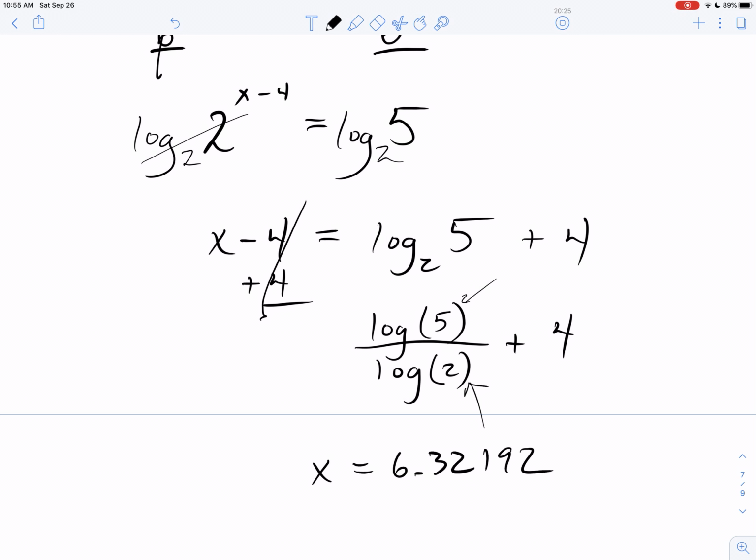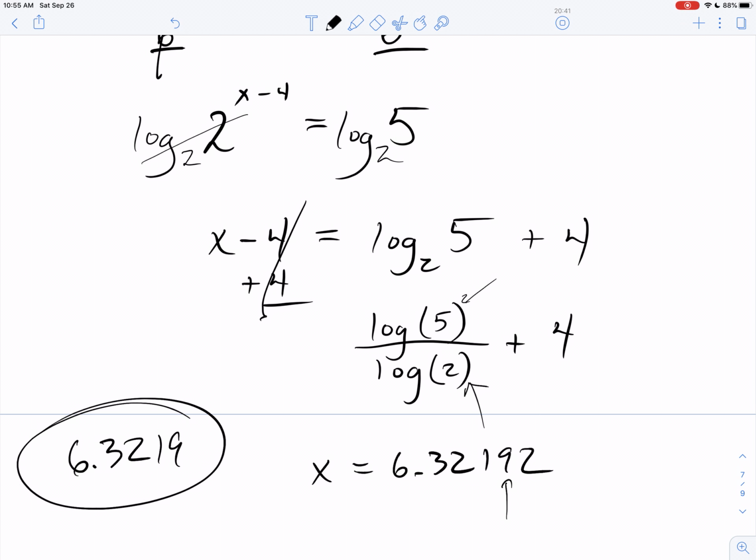6.32192. And I'm going to stop right there. I'm not going to write down the rest of the decimal because I can already see I'm supposed to round it to the fourth decimal place, so the answer I'm looking for is 6.3219. Now, once again, if you want to check your answers for any of these, you got to plug it in as the entire numerical value that you had, okay?